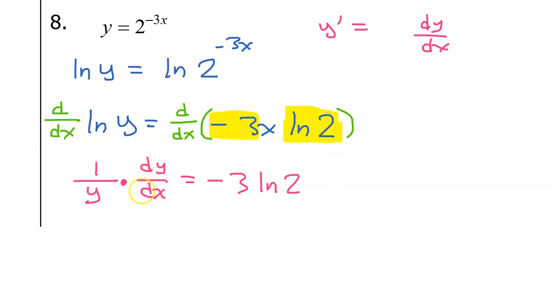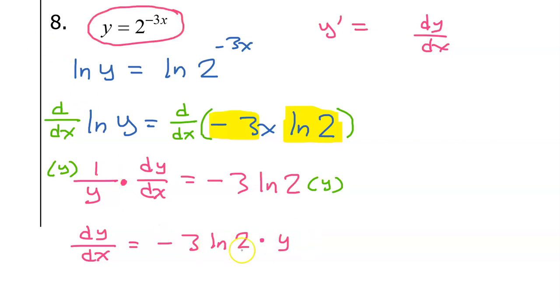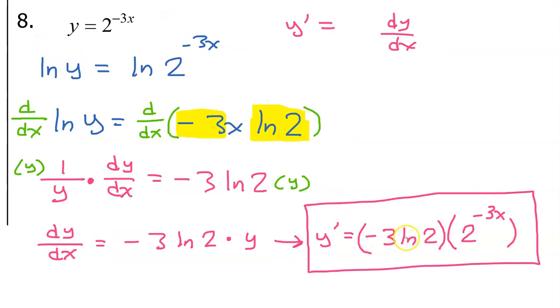To get dy dx by itself, I am going to multiply both sides of the equation by y. So that will leave me with dy dx is equal to negative 3 natural log of 2 times y. We really want our final answer to be in terms of x. So I'm going to look back to the original problem and make a substitution. Y is equal to 2 to the negative 3x power. So let's replace y with 2 to the negative 3x. So this will be the final answer.